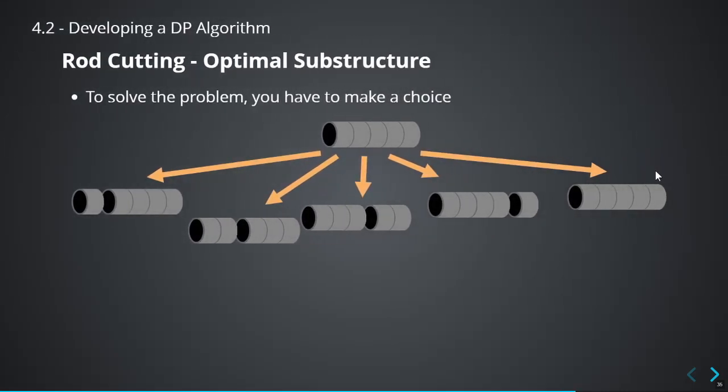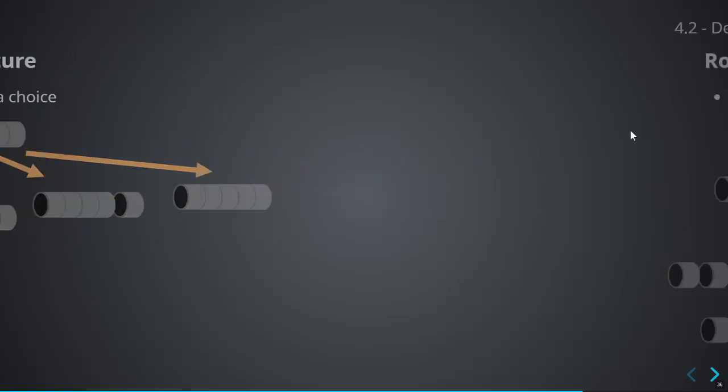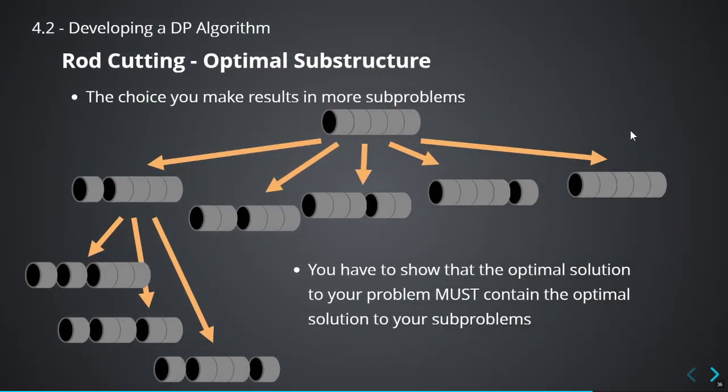All right, let's try to make sense of optimal substructure again using this example. You have a rod of length 5, and you're going to see how much money you can get out of it. To work that out, you have to make a choice. I'm going to make one cut. Where am I going to make that cut? Whatever choice you make may lead to more choices, more subproblems. Now, you have to show that the optimal solution to your problem, the one up here at the top, must contain the optimal solution to your subproblems, which is all of these 5.